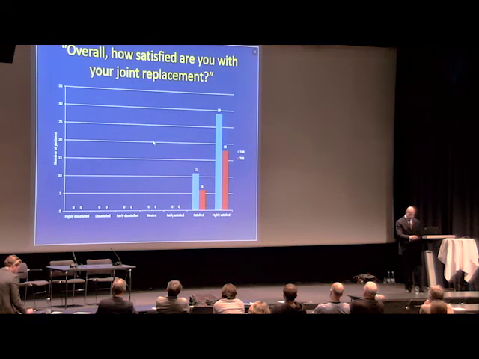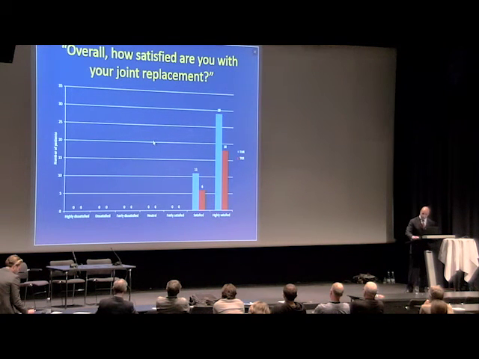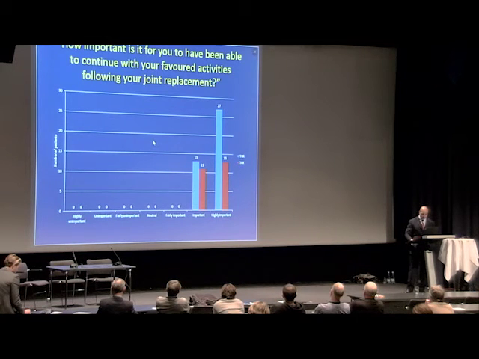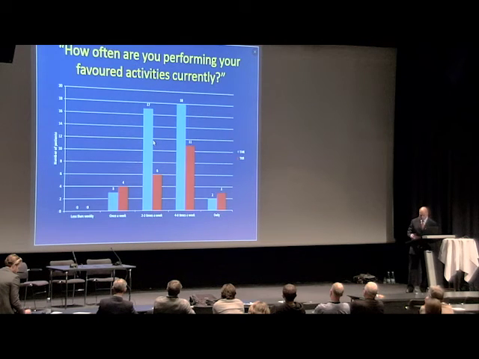Most patients are very happy with their joint replacements. They're satisfied or highly satisfied. They would recommend someone else have one if they had one. And they think it's important that they can carry on with the activities that they wanted to carry on with beforehand. But they're often not doing it as often as they did before. So 2 or 3 times a week, 4 or 6 times a week, very few doing daily sport, and some doing it just once a week.